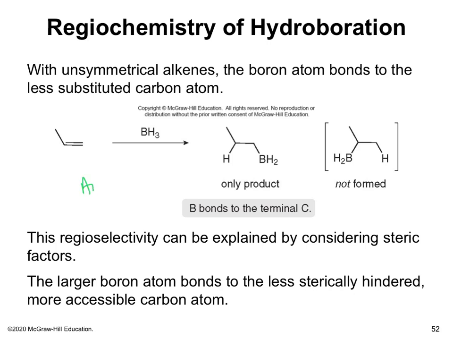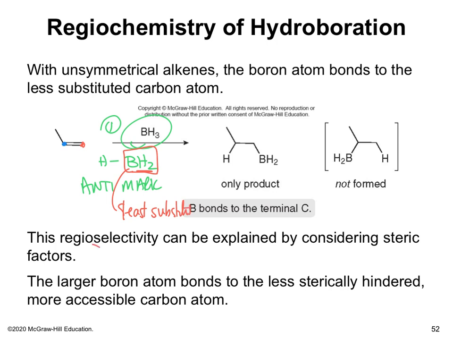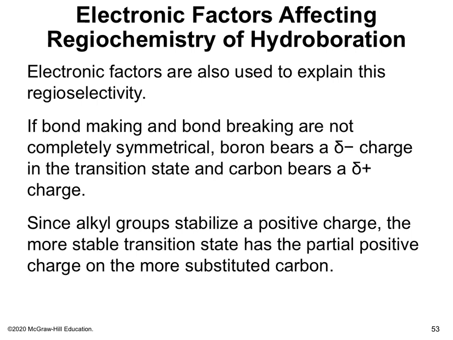This is important for anti-Markovnikov. So this is showing you that it's anti-Markovnikov, and that means with this reagent, step 1, hydrogen and BH2 are going to add to the carbons. We have 2 carbons of the double bond to choose from, and BH2 is going to add to the least substituted. It's a steric thing, considering steric factors. So the BH2 is going to add to the least substituted carbon, whereas the hydrogen is going to add to the more substituted. This is the only product. This is not formed. There could also be some electronic factors, but I usually just say let's focus on sterics.